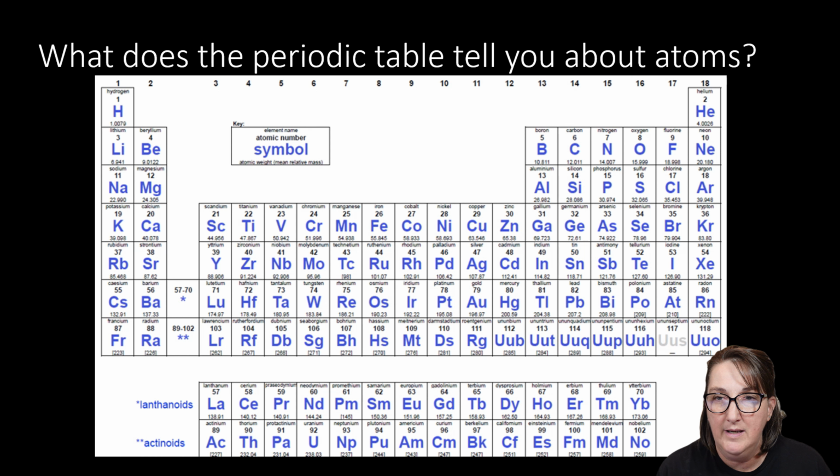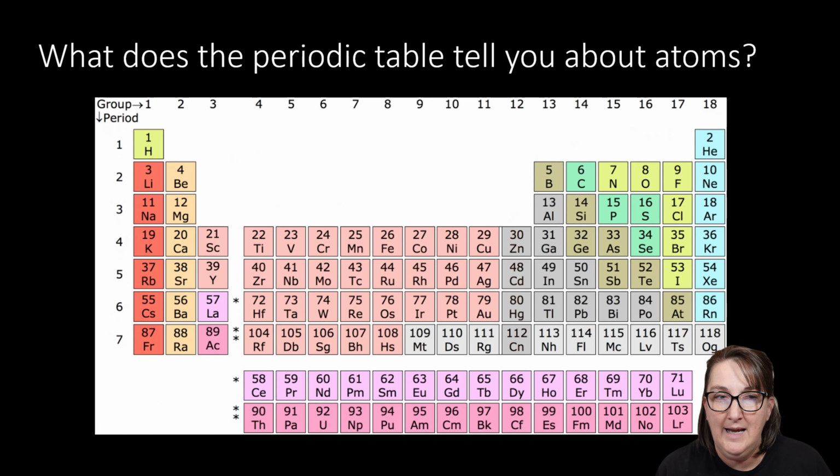So what does the periodic table tell you about atoms? It tells you quite a bit. It tells you how it reacts. It tells you what it likes to bond with. It tells you how many protons, neutrons, and electrons it has when it's neutral. It tells you a ton of information. I can have certain periodic tables that are color-coded, and they're going to tell me families and groups, and if they're going to be metals or non-metals. It tells me a lot of information.